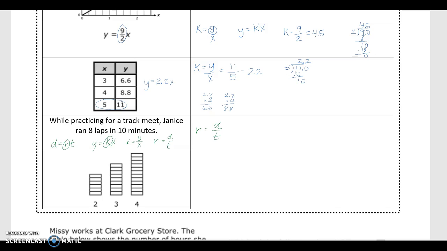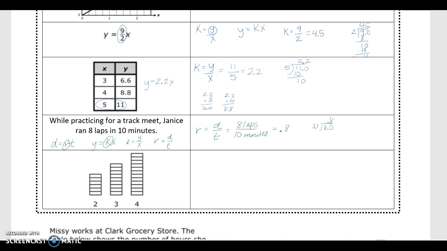I did that just by following what I know about getting r by itself: I'm going to divide both sides by t. So distance divided by time is rate. My rate is the same as my constant, right? Because they're running at a constant rate. So distance is 8 laps divided by 10 minutes. So 8 over 10, I know as a decimal, that's in the tenths place, so 0.8. If you didn't know, you would just do 8 divided by 10. 10 does not go into 8, but it goes into 80 eight times.